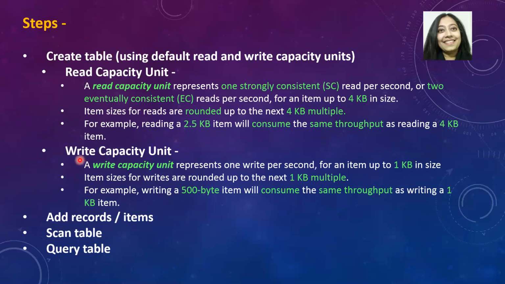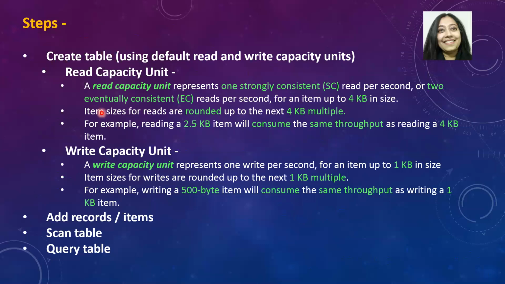Let us now understand what is a write capacity unit. A write capacity unit represents one write per second for an item up to 1 KB in size. Item sizes for writes are rounded up to the next 1 KB multiple. So for example, if I am writing an item which is of size 500 bytes, it will consume the same throughput that an item of size 1 KB would consume, even though it is half the size of 1 KB.